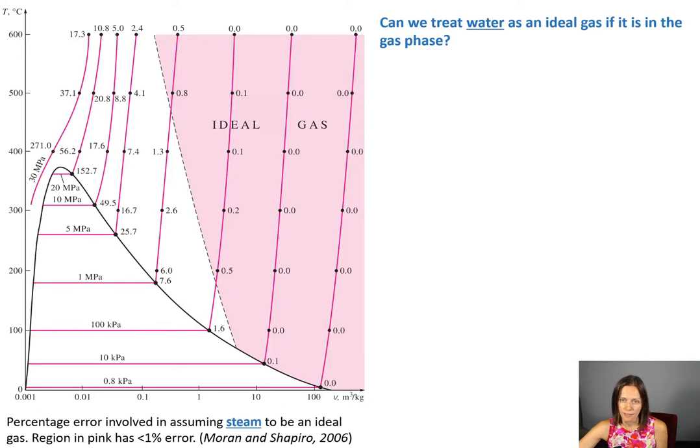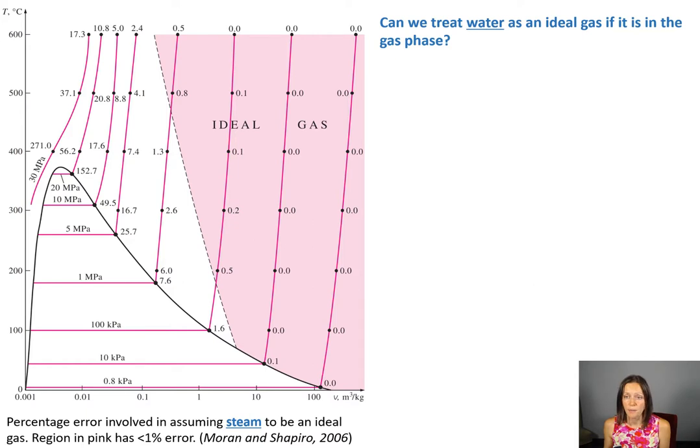What we're looking at here is a T-v diagram for water. You see the vapor dome, and you've got these lines of constant pressure that are horizontal in the two-phase region, and they go up in the superheated region. What we're going to ask ourselves now is, can we treat water as an ideal gas if it's in the superheated region?